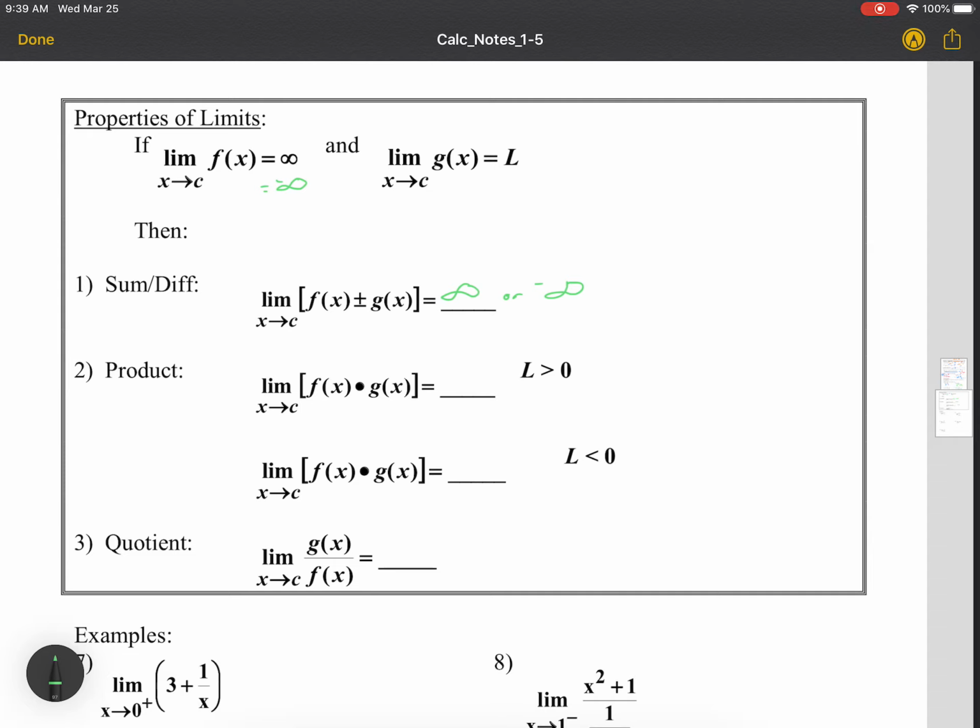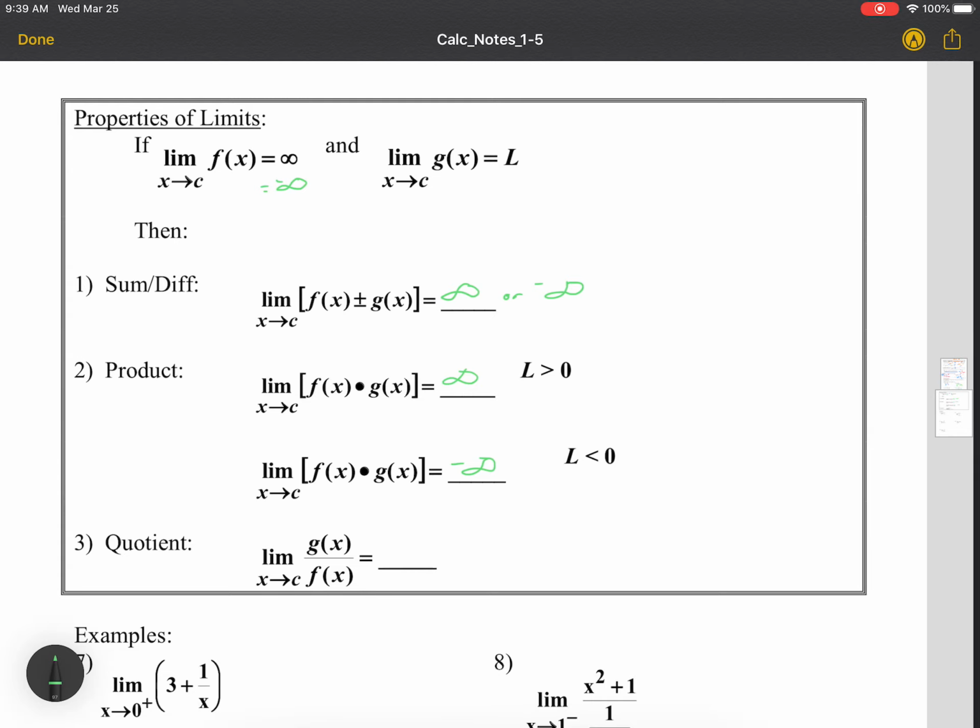Okay, so for number two, we're going to look at multiplying them together. So when we multiply, and this is the other thing, if your limit's positive, this is where it matters, you're going to get a positive. Okay, and if it's negative, you're going to get a negative.